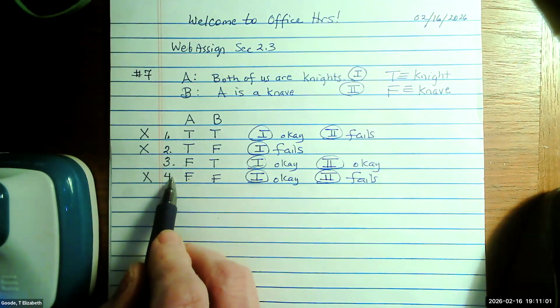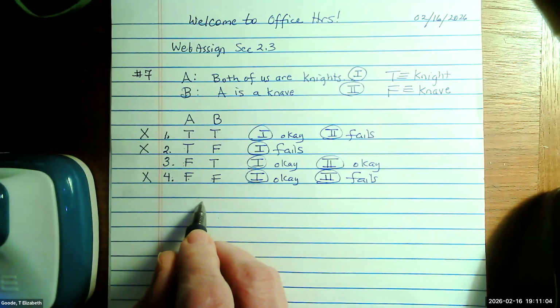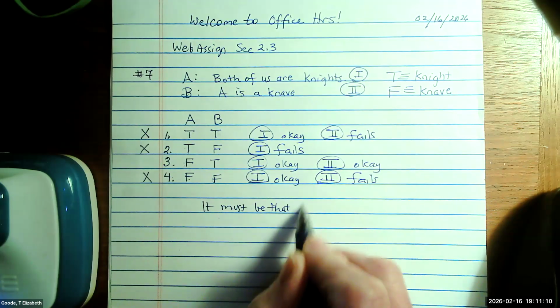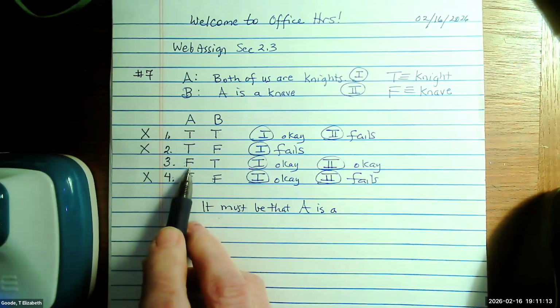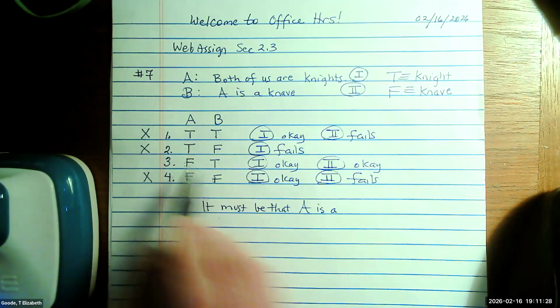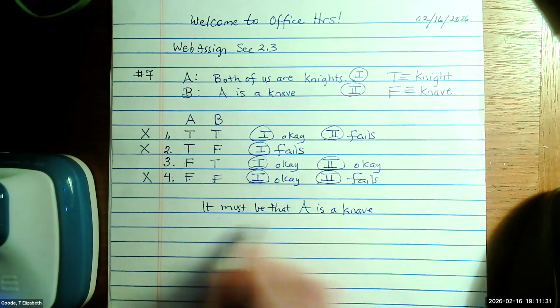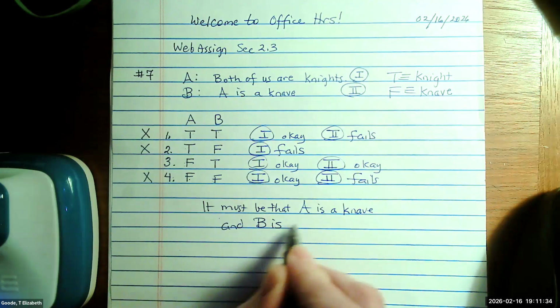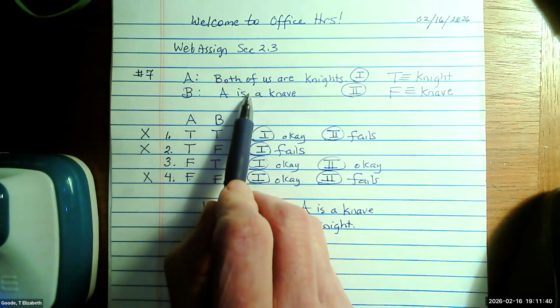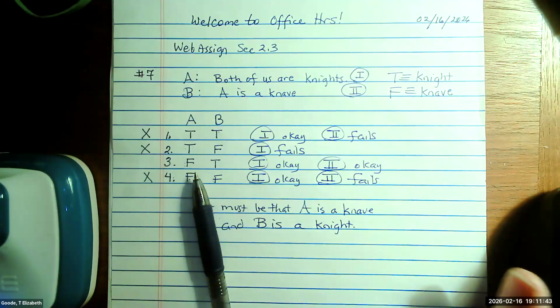So one, two, and four are impossible. That only leaves us with three. It must be that A is what? It must be that A is a knave. That's right, because in row three, A is telling things that are false. That means A is a knave and B is a knight. That's the only way that the two statements are of the correct truth value.